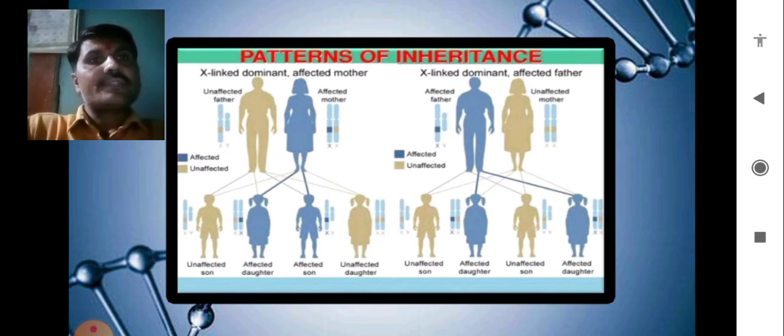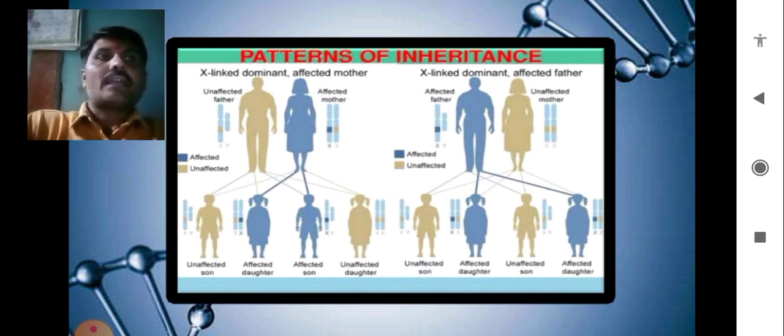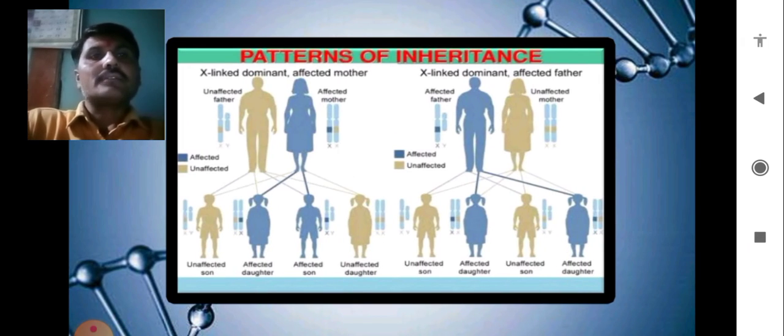In this case, what we see is when the father is unaffected and the mother is affected, then in a 50% ratio the daughter will be affected and the son will also be affected. But in the condition when the father is affected and the mother is not affected, both the daughters are affected but the sons are not affected. So these are the patterns of inheritance.